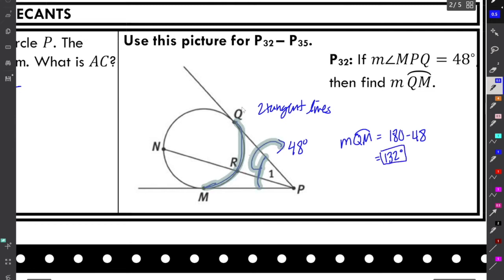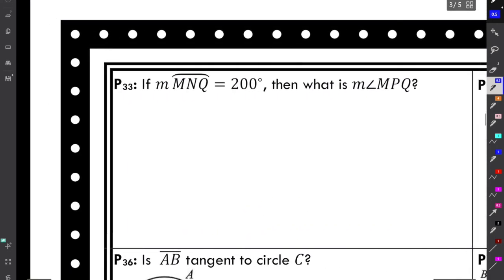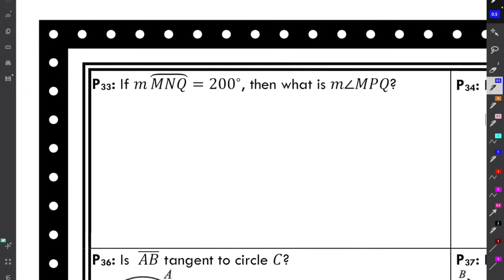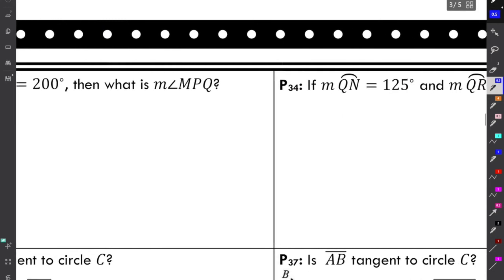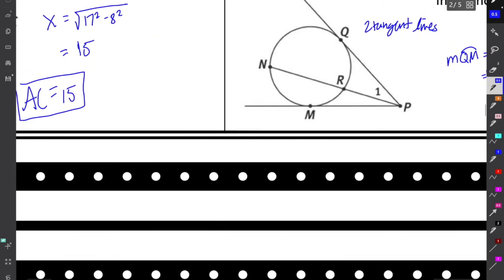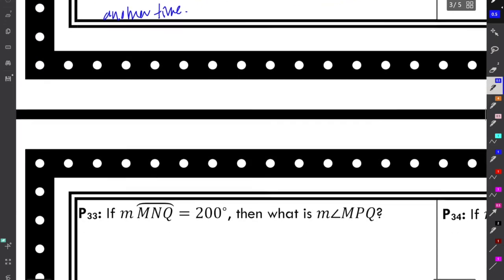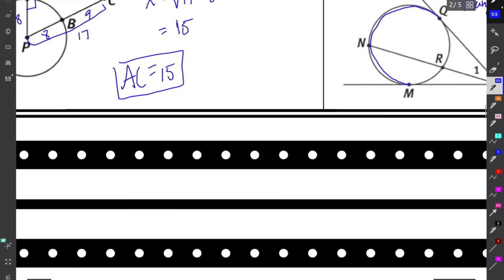Alright, so I will be using this picture again. The numbers will change, so we're going to go ahead and look at the next problem. This next one says, if arc MNQ is 200 degrees, then what is MPQ? So MNQ is 200 degrees. We want to find MPQ. MNQ, which is this whole arc right here, that's going to be 200.